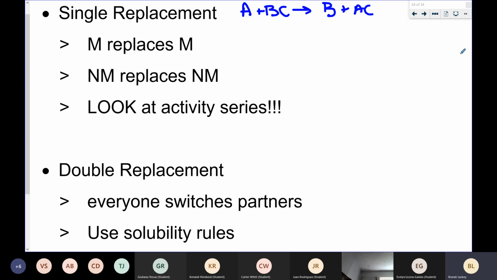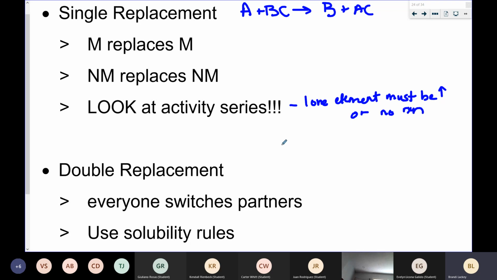So remember, the activity series is on the back of your reference sheet next to your polyatomic list. There is an activity series for halogens, which are going to be your nonmetals, and then there's an activity series for metals. So remember, looking at the activity series, the lone element, the one by itself, must be higher. If it is not, it will be no reaction.